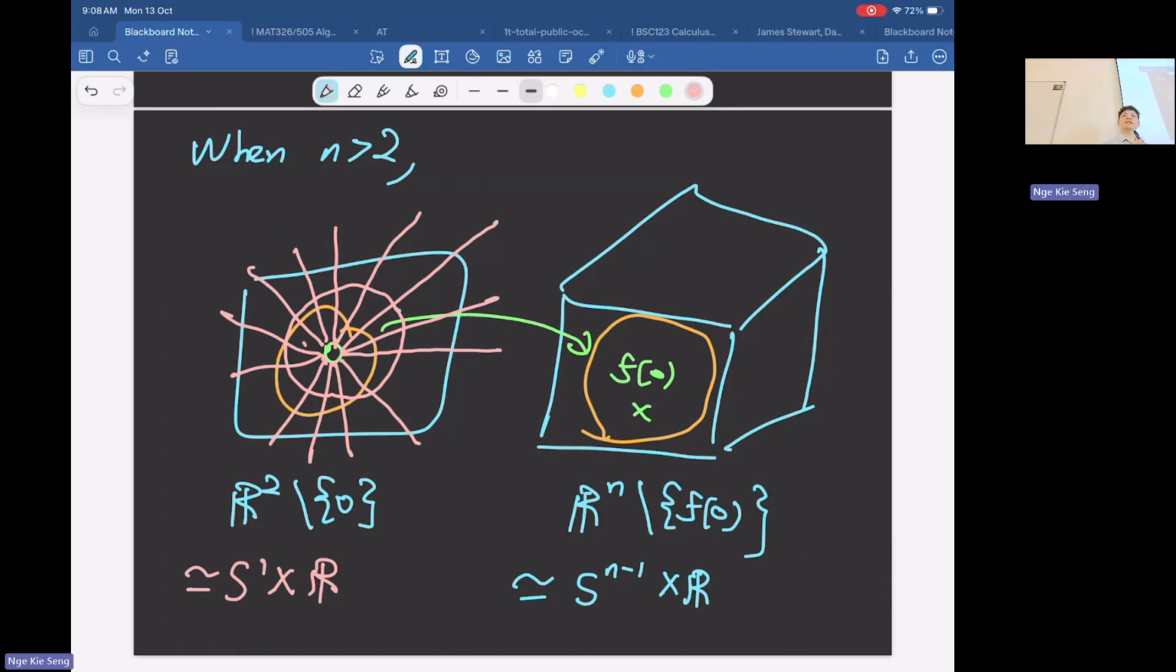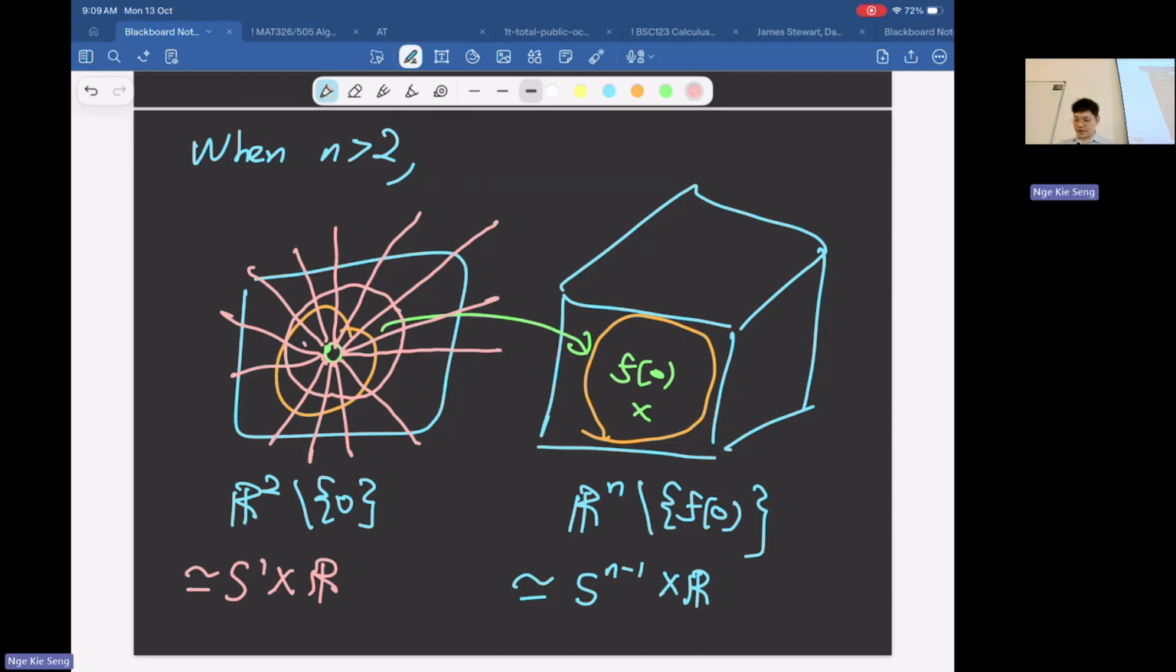Yes, question? Yes, that's right. If you don't delete the point, then you have something extra. You have an extra point. In the RP^n case, we also delete the origin, right? Otherwise, it leaves all the equivalence classes.